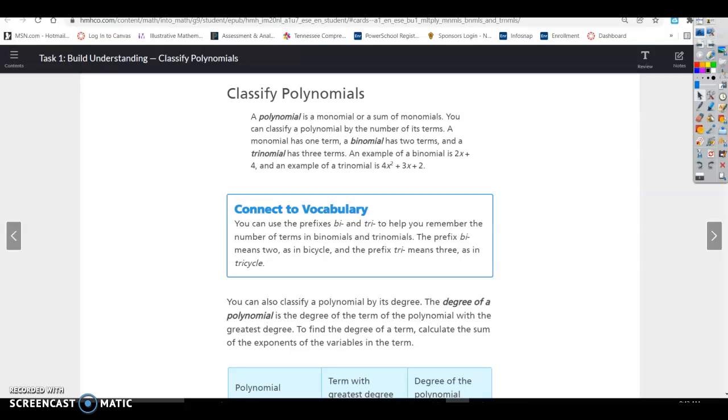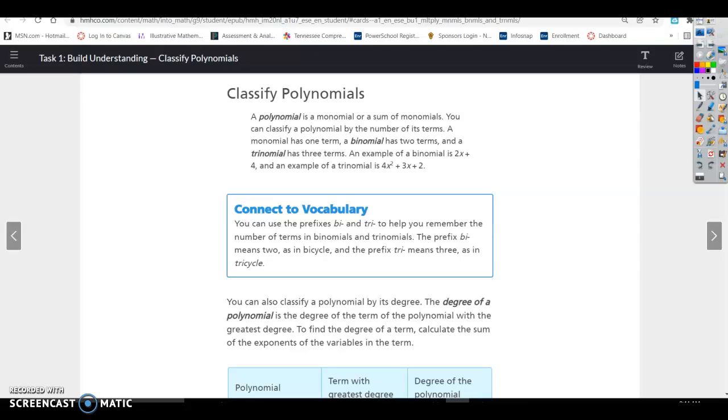Lesson 15.2, Task 1. Classify polynomials. A polynomial is a monomial or a sum of monomials. You can classify a polynomial by the number of its terms. A monomial has one term. A binomial has two terms. And a trinomial has three terms.